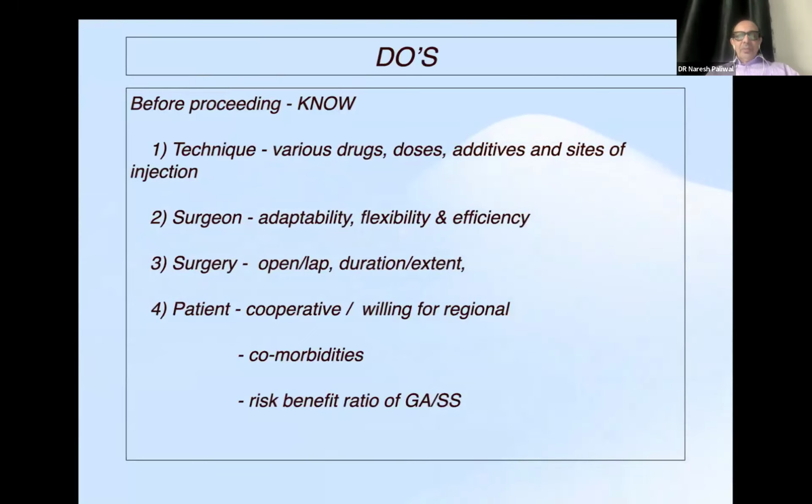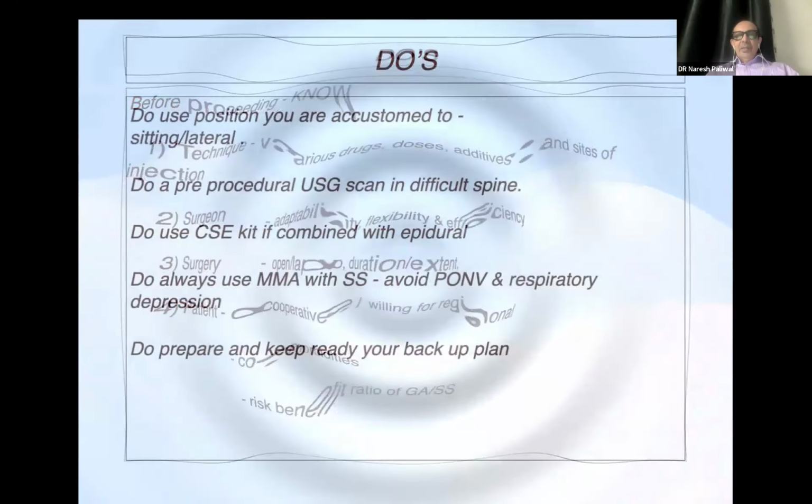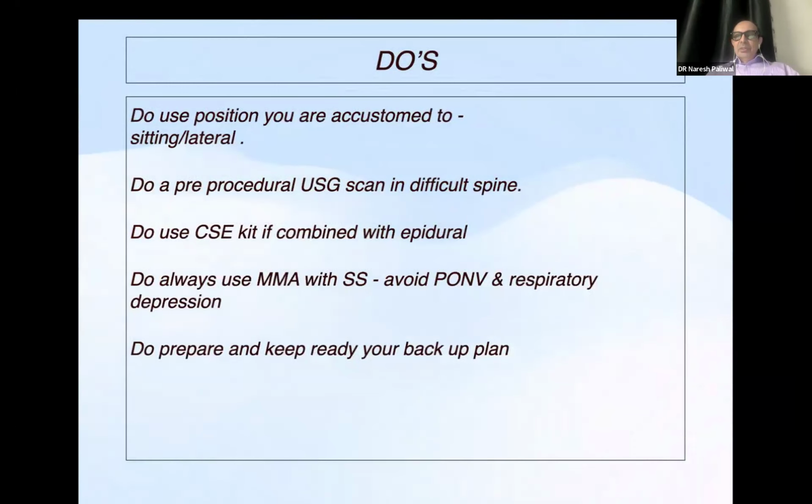About the surgery: open or lap, duration, extent. And about the patient also: how cooperative your patient is, is he willing for a sole regional or not, comorbidities, risk-benefit ratio of GA versus segmental spinal. Then use the position which you are accustomed to, sitting or lateral, unless there is a specific recommendation. Do a pre-procedure ultrasound scan if it is available. Use a CSE kit if you want to combine with epidurals.